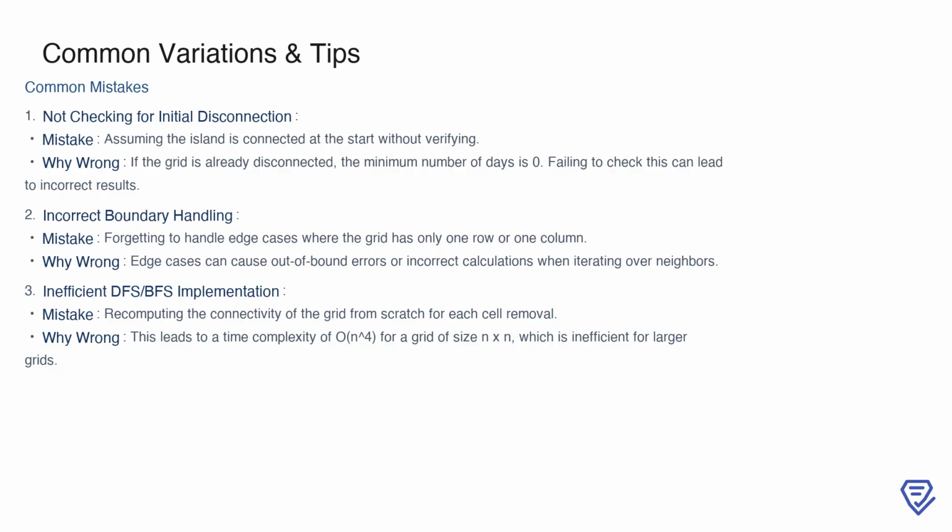Lastly, inefficient DFS or BFS implementations can significantly slow down your solution. If you recompute connectivity from scratch for every cell removal, the time complexity can balloon to O(n^4) for an n by n grid, which is impractical for larger inputs. Optimizing this step is crucial for solving the problem efficiently.